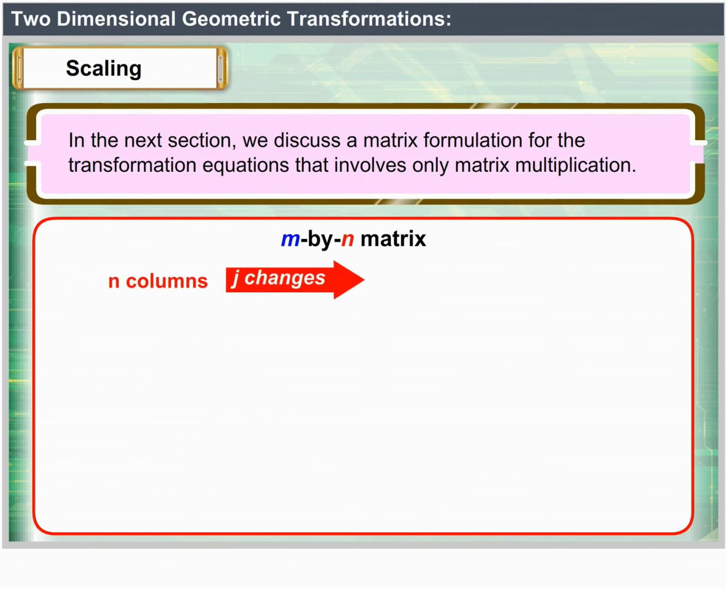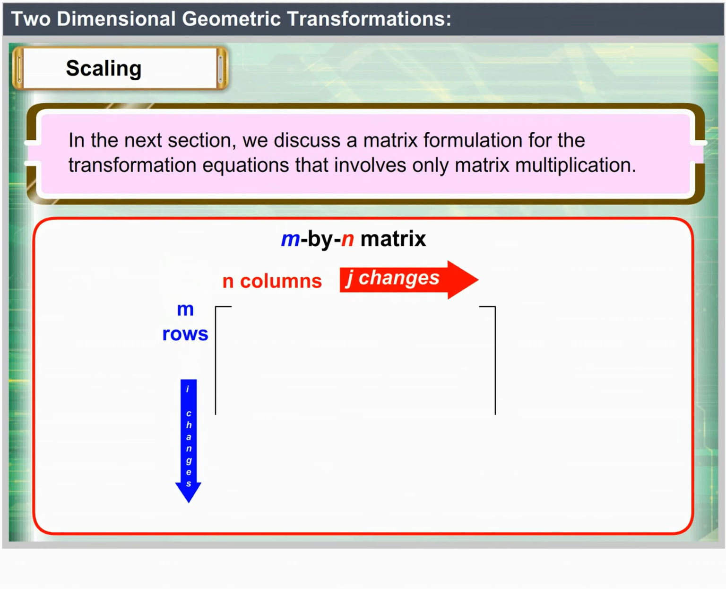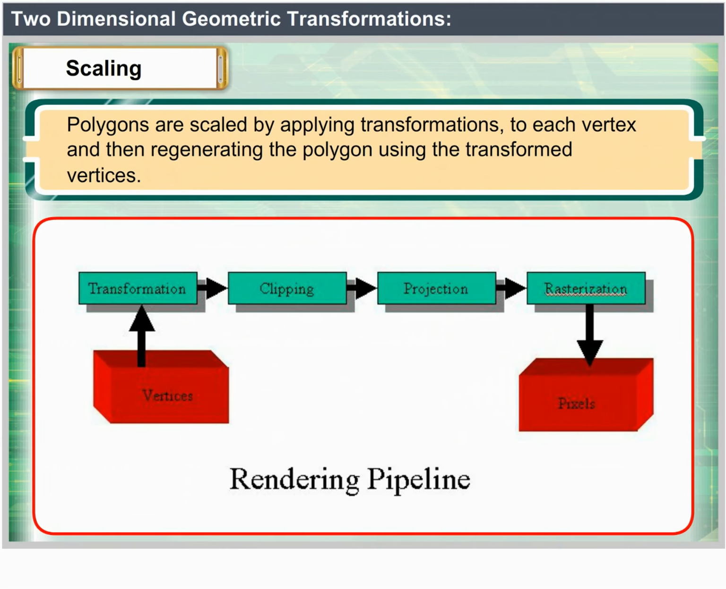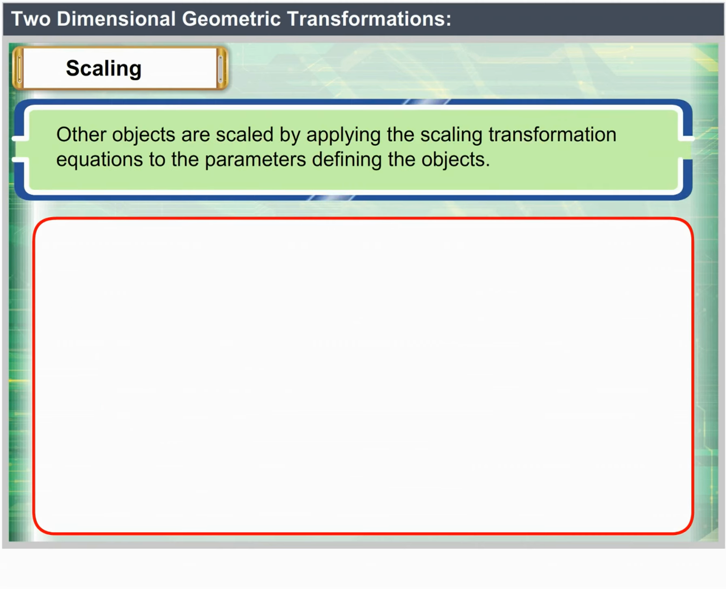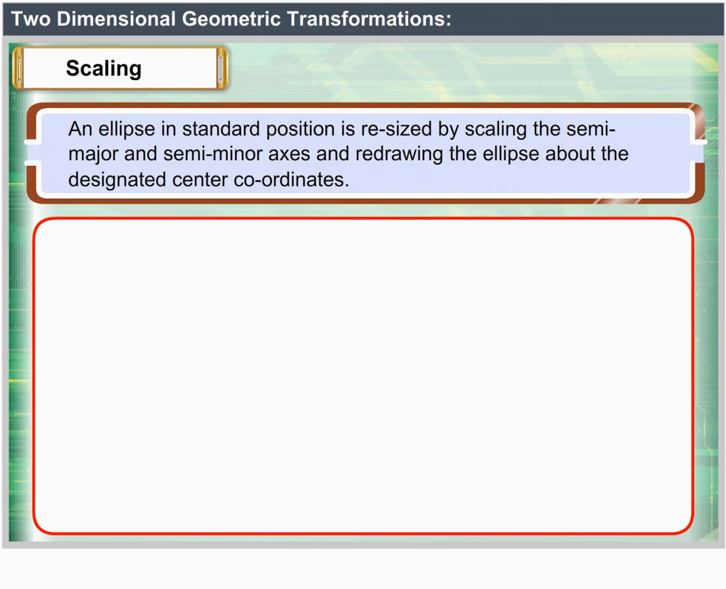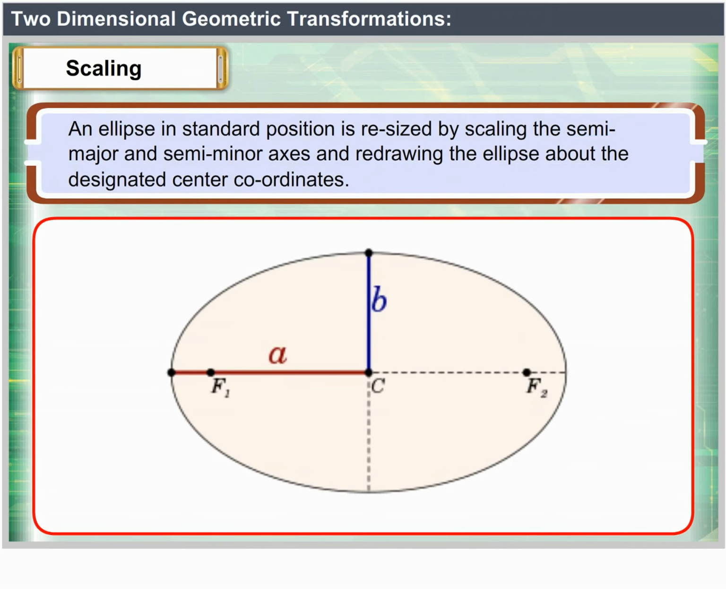Polygons are scaled by applying transformations to each vertex and then regenerating the polygon using the transformed vertices. Other objects are scaled by applying the scaling transformation equations to the parameters defining the objects. An ellipse in standard position is resized by scaling the semi-major and semi-minor axes and redrawing the ellipse about the designated center coordinates. Uniform scaling of a circle is done by simply adjusting the radius. Then we redisplay the circle about the center coordinates using the transformed radius.